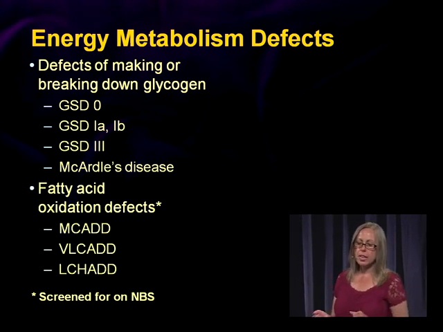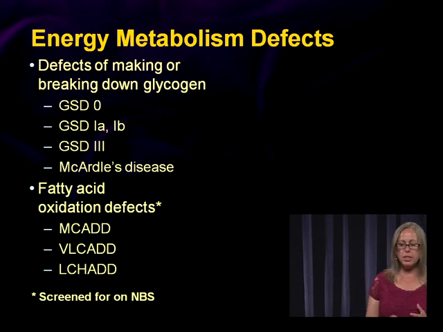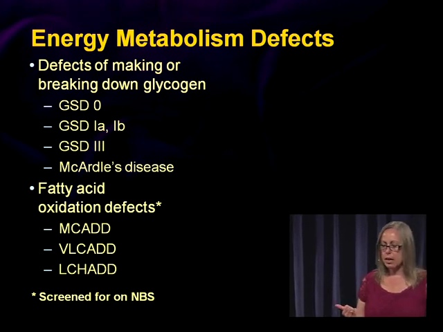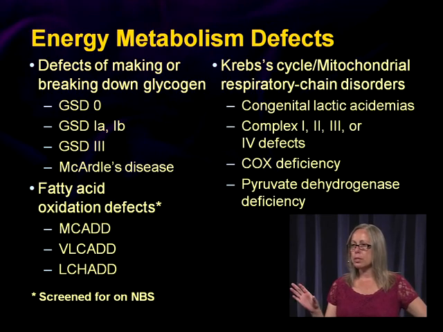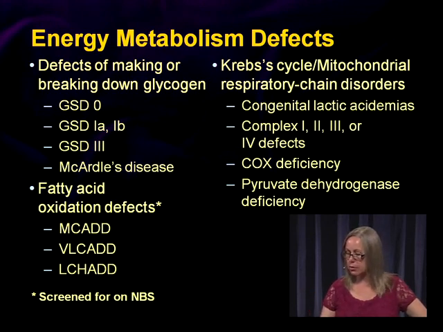Fatty acid oxidation defects like MCAD, VLCAD, and LCHAD, and these are all screened for on expanded newborn screening with tandem mass spec. The Krebs cycle problems are in mitochondrial respiratory chain problems, so congenital lactic acidosis, your respiratory chain complexes 1, 2, 3, or 4 defects, a COX deficiency, or pyruvate dehydrogenase deficiency.